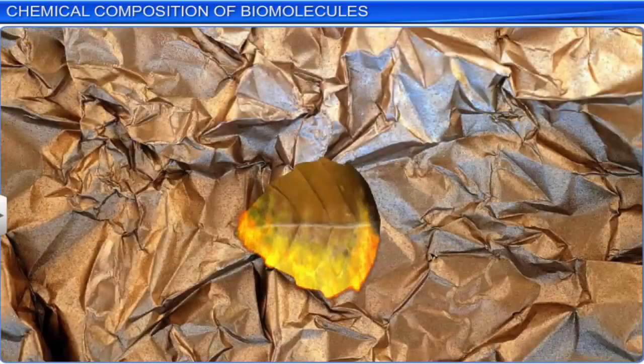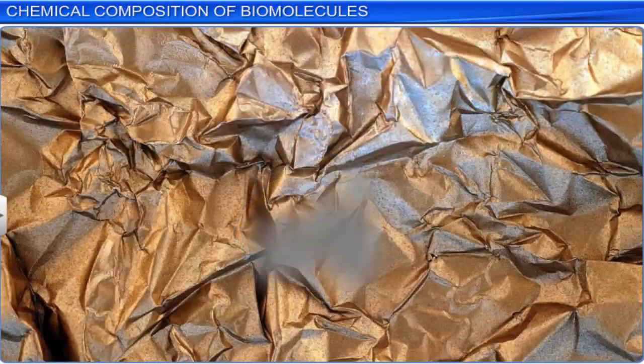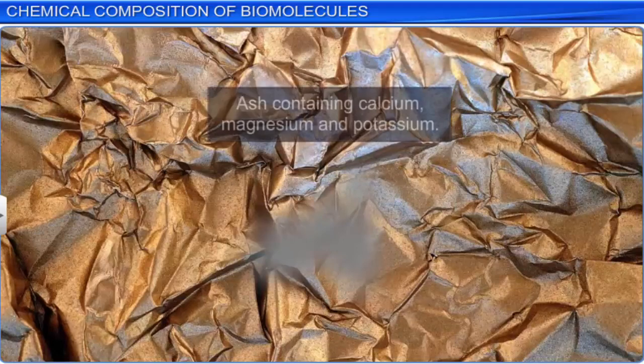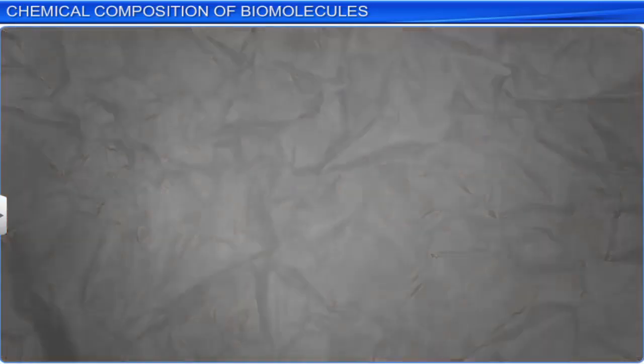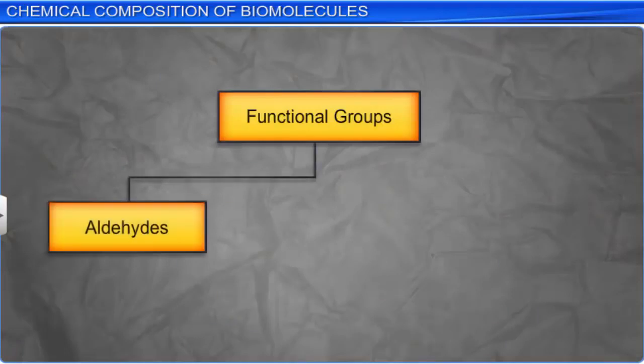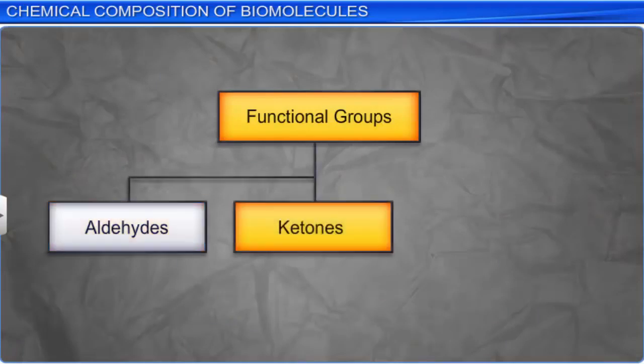Now, when we burn the leaf, the carbon compounds get oxidized and the leaf releases carbon dioxide and water vapor. The remaining ash contains inorganic elements such as calcium, magnesium, and potassium. Therefore, analysis of compounds helps us identify organic and inorganic constituents in a living tissue. It also helps identify functional groups such as aldehydes, ketones, and aromatic compounds.